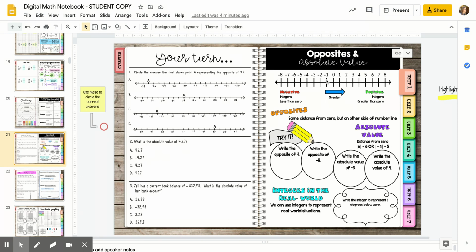we have up here. So 0 is in the middle. And then on the right-hand side, we have our positive integers. And it says that they are greater than 0. Over here off to the side, outside of your notebook, you'll notice that I have a place that says highlighter. I want you to go ahead and click on one of those and drag it over on top of the part that says greater than 0. Okay? So I want you to remember, positive means greater than 0.